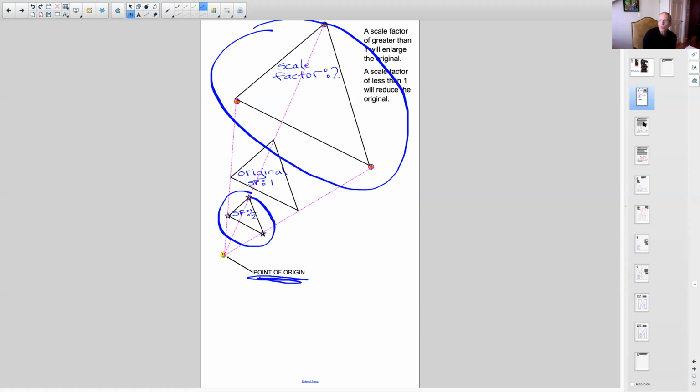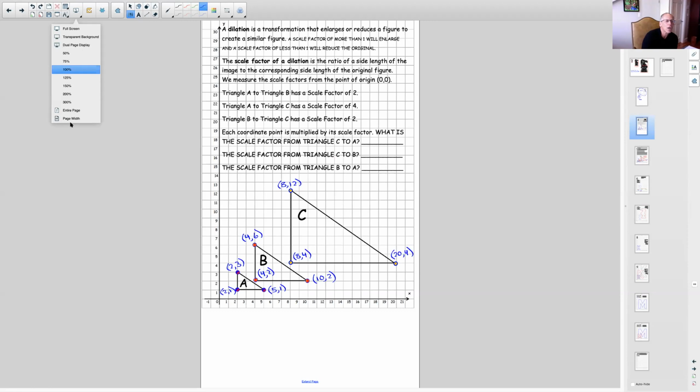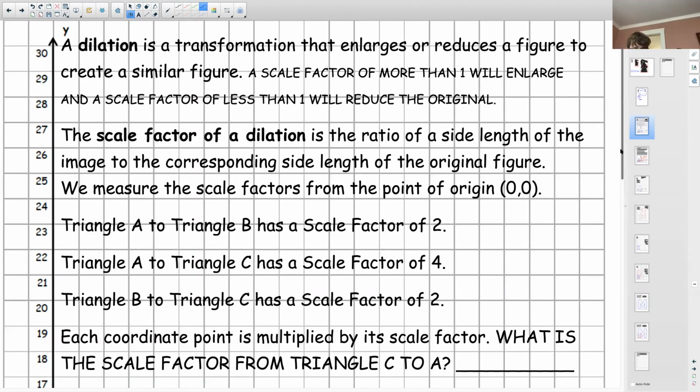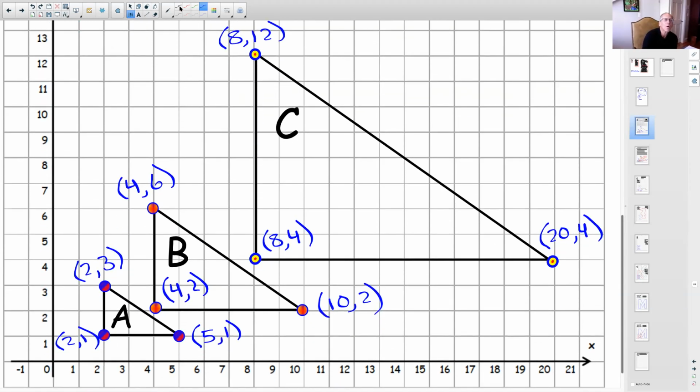Now, I want to show you guys something right now. Everybody go to page 4 in their packet, please. Go to page 4 in your packet. And I'm going to enlarge this. And I want you to go to the bottom of the page. Now, do you see the point 5, 1 right here? Yes. The point 5, 1.